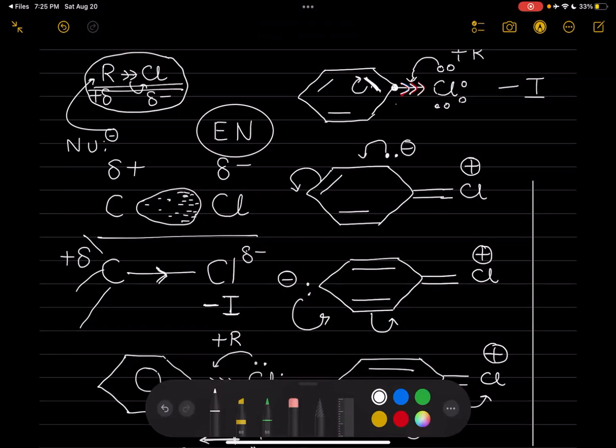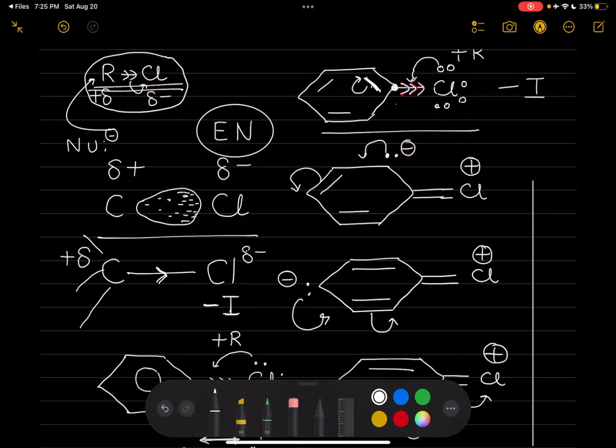If the Cl is pulling the sigma electron density towards itself in this way, and the resonance movement is in another direction, then overall it decreases the polarity of the C–Cl bond in aromatic halides, the Cl which is connected to benzene. So overall it becomes less reactive. This is one way. And by this resonance, the carbon chlorine bond acquires partial double bond character.